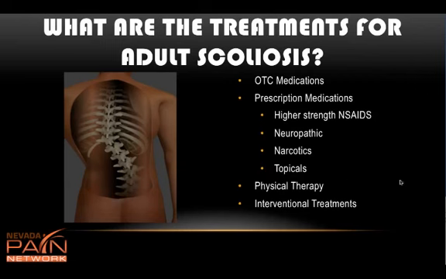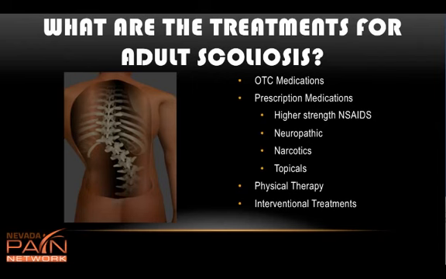So what are the treatments that are available besides surgery for adult scoliosis? Well, the first is for mild to moderate pain, over-the-counter medications, anti-inflammatories, Tylenol, prescription medications such as higher strength NSAIDs, narcotic medication, neuropathic medication such as Neurontin and Lyrica for the leg pain can be very helpful. And there's also topicals. If someone has focal pain in the low back, then there's topical medications like lidocaine, patches, creams of nonsteroidals, things like that can help a lot.